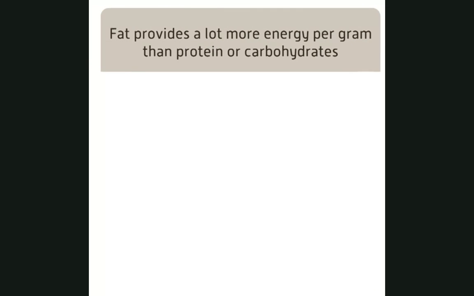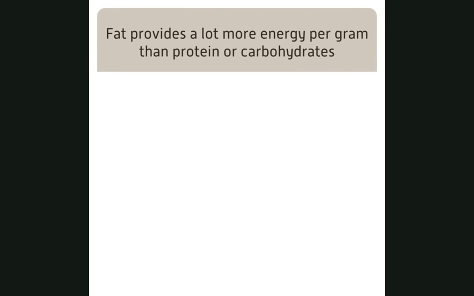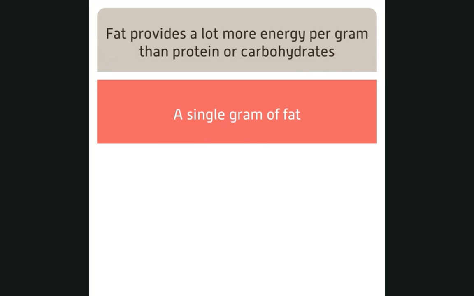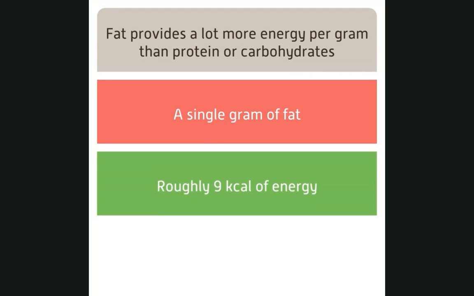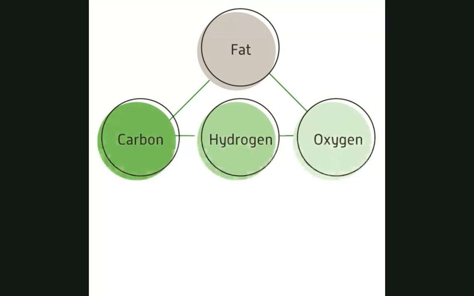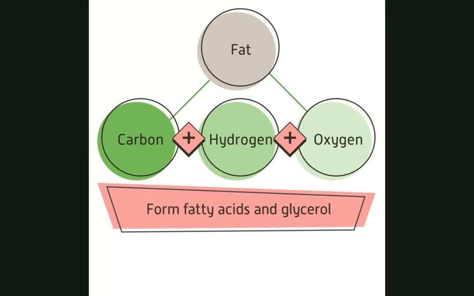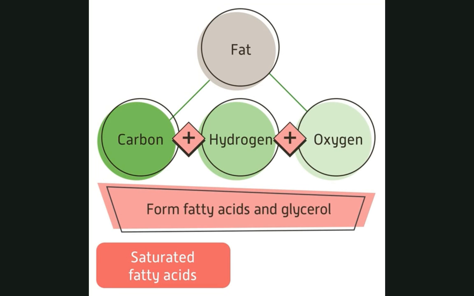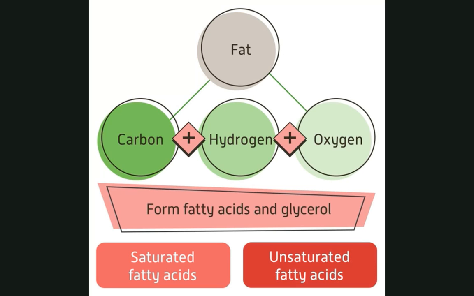Fat provides a lot more energy per gram than protein or carbohydrates. A single gram of fat provides the body with roughly 9 kilocalories of energy compared with 4 kcal for carbohydrates and protein. Fat is made up from carbon, hydrogen, and oxygen, which together form fatty acids and glycerol. Depending on the way these atoms are arranged, we can be left with saturated or unsaturated fatty acids.